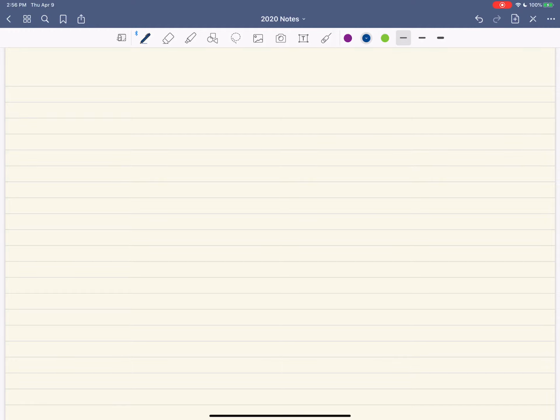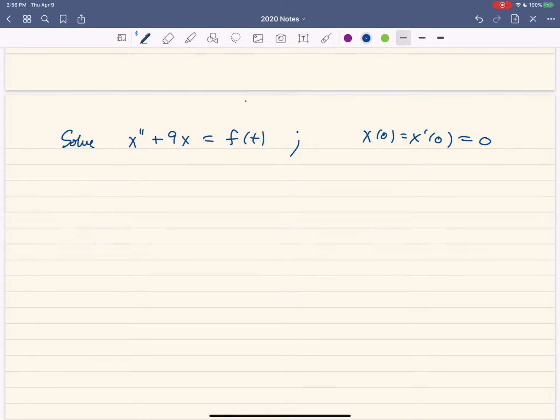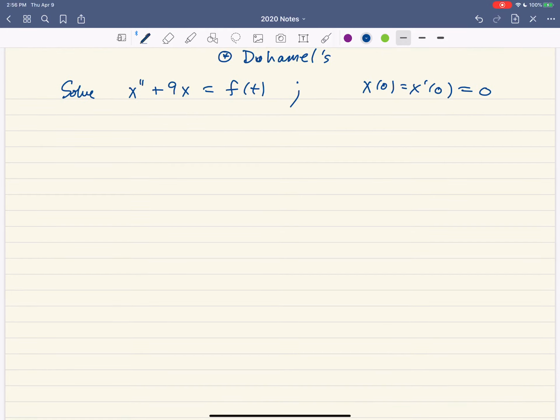In this video, I want to solve the differential equation x double prime plus 9x equals f of t, where x of 0 and x prime of 0 are 0. This is again going to be done with Duhamel's method. Duhamel's principle is really a principle about how to solve partial differential equations that come up using the Fourier transform. Again, we're going to use the Laplace transform to solve ordinary differential equations like we've been doing so far.